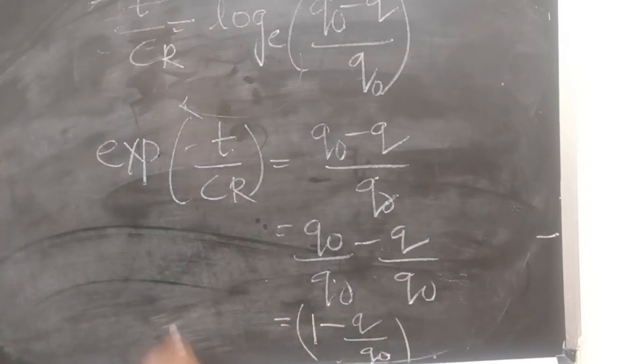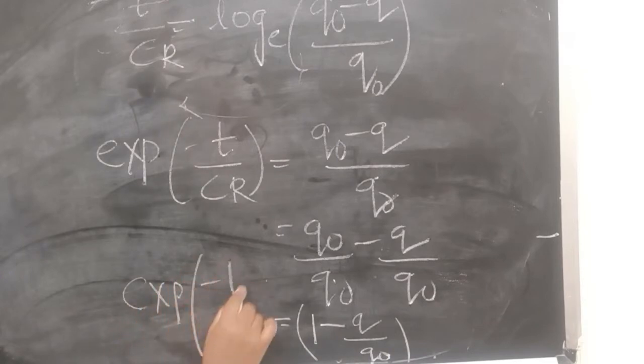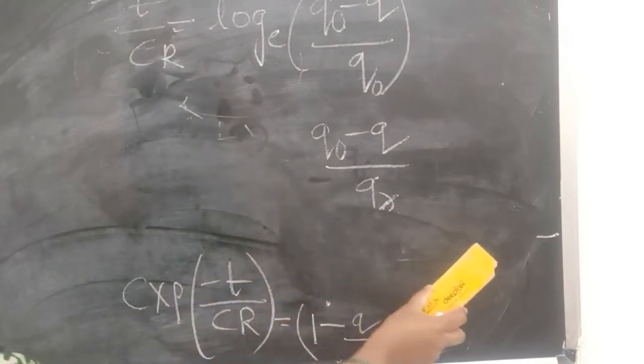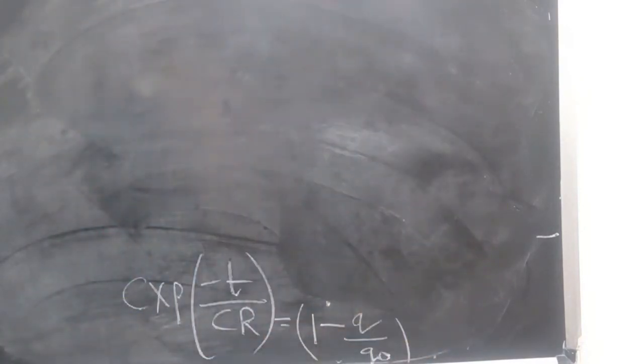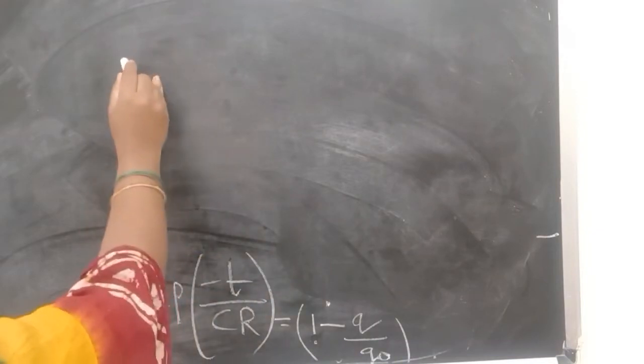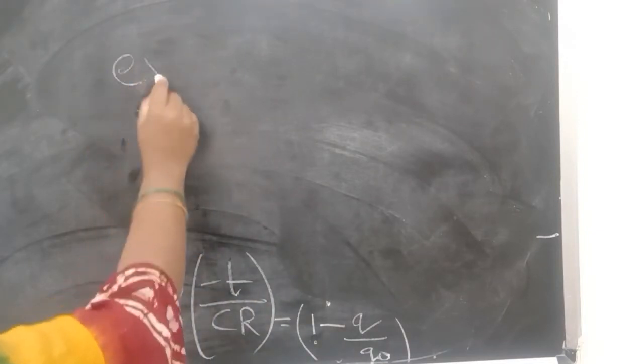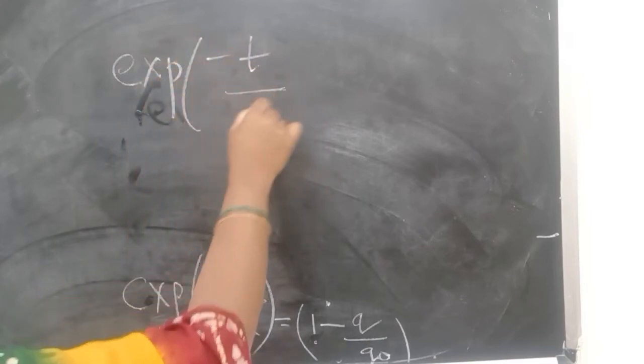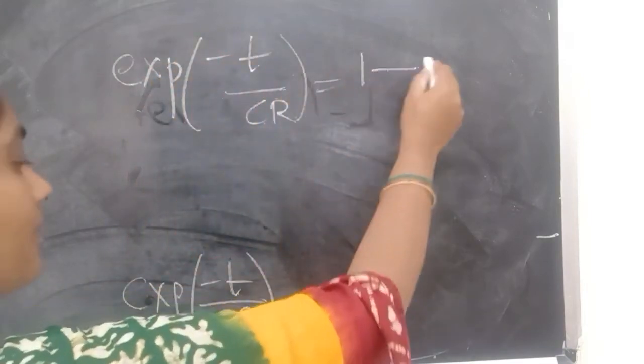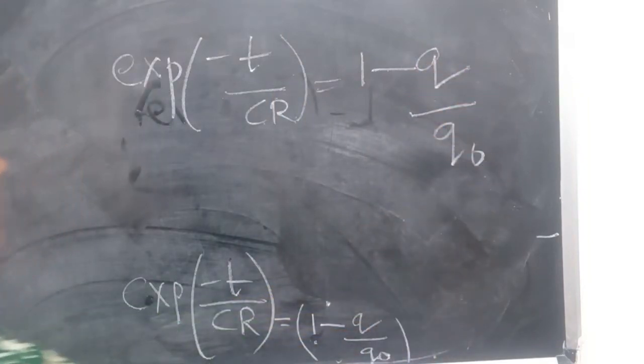Some mathematical steps are represented here. So what you got there? Exponential values, no? In the next step, what I am doing here? This one I will send to this side, or else this to that side. What happens? Exponential of minus T by CR is equal to 1 minus Q by Q naught.